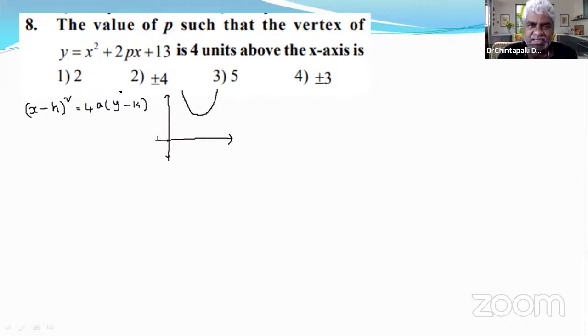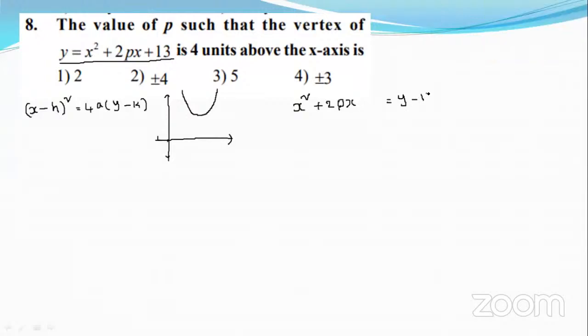Okay, first let us convert this equation into that format, right? The given equation of parabola is y equal to x square plus 2px plus 13. Let us convert it into the standard form. x square plus 2px is equal to y minus 13. Clear? Yes, sir.